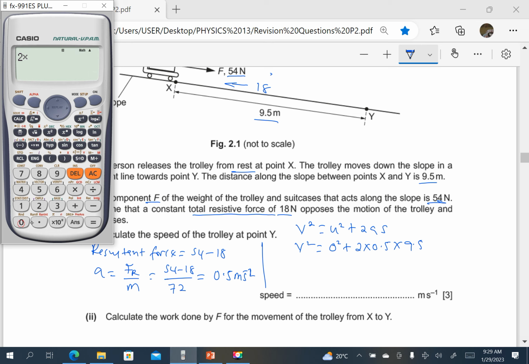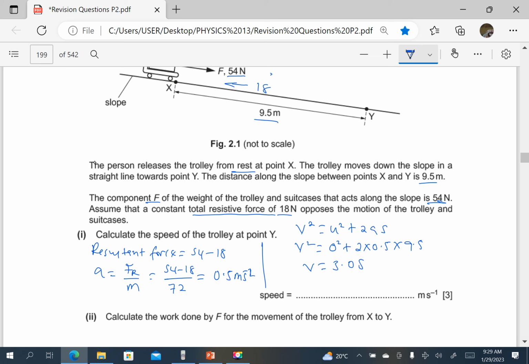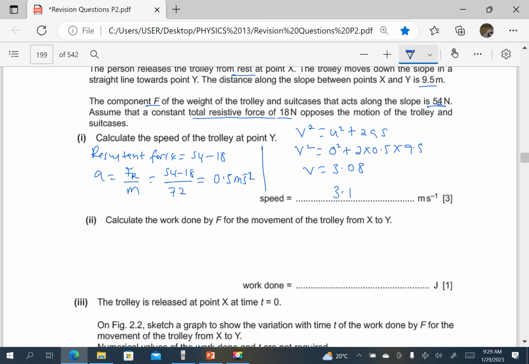So this is going to give us v. So 2 times 0.5 times 9.5. So that's what we get. Then we find the square root of the answer, which is 3.08, which is 3.1. So v is equal to 3.08, or approximately 3.1. Calculate the work done by F for the movement of the trolley from X to Y.